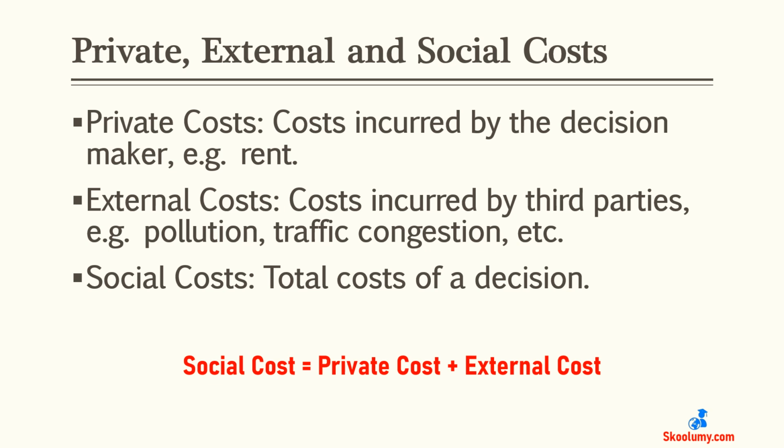External costs are costs incurred by parties that are not the decision makers, e.g., pollution or traffic congestion caused by a factory affects other people. It imposes some costs on them which are known as external costs. Social costs are the total costs of a decision. The sum of the external and private cost is social cost.